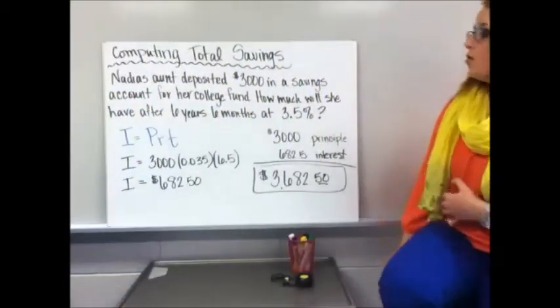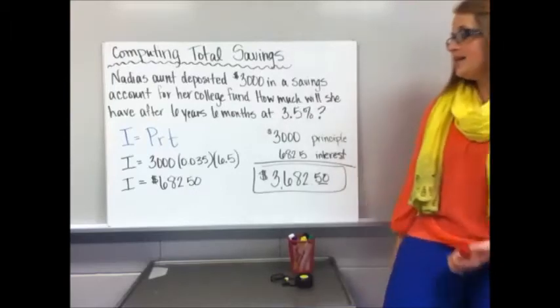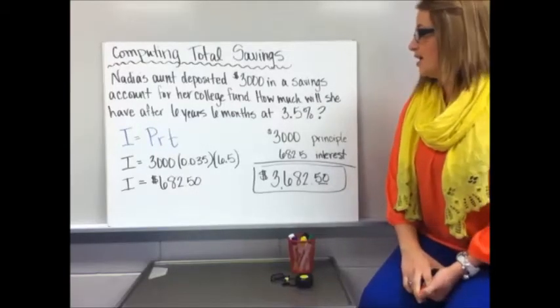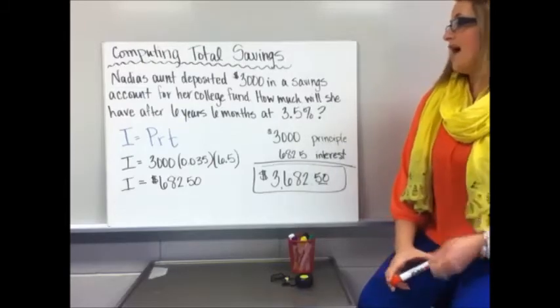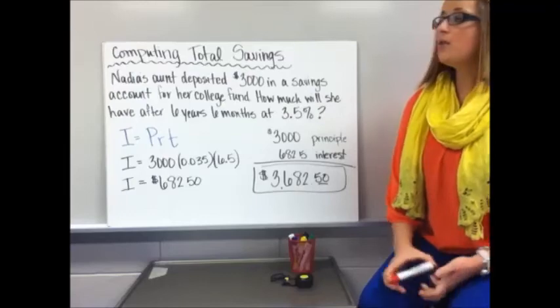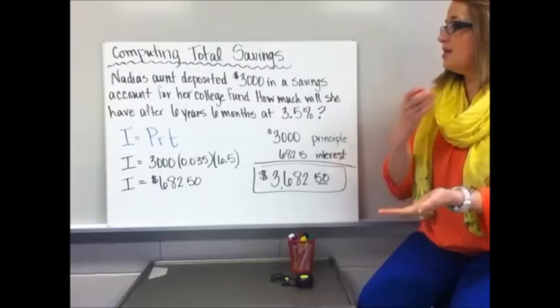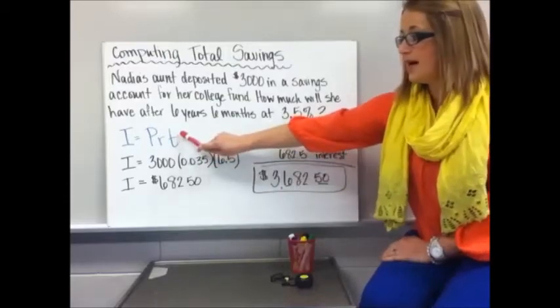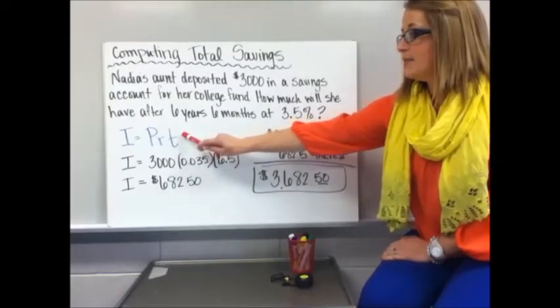Now, computing total savings. Nadia, her aunt, deposited $3,000 in a savings account for her college fund. How much will she have after 6 years, 6 months at 3.5%? So we're wanting the total savings, which is going to be the interest and the principal. So there's that formula. Interest equals principal times rate times time.